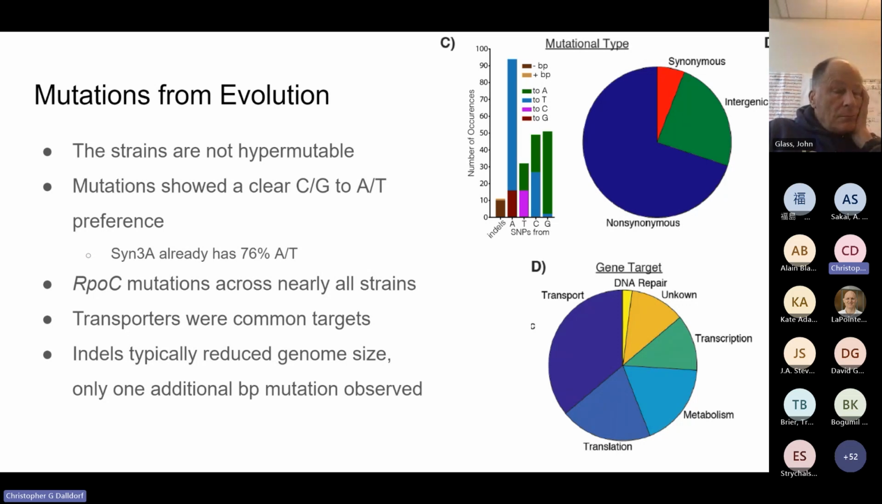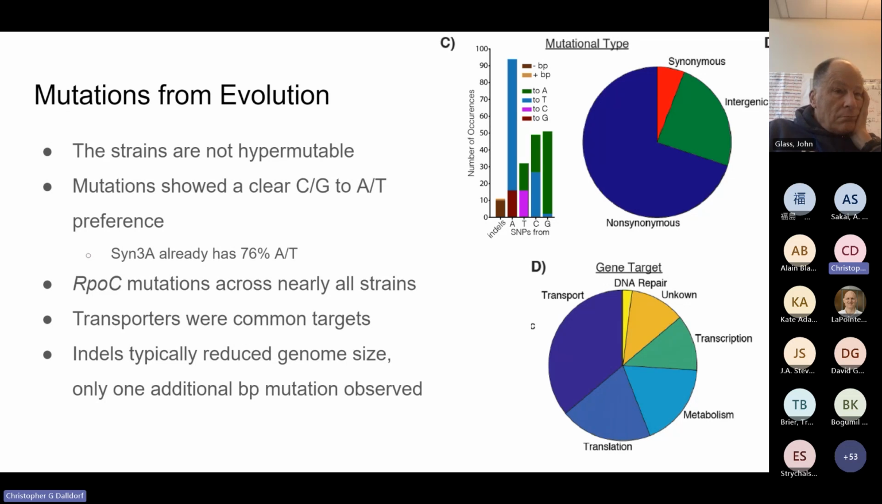Mutations also show a clear preference from C to G to A to T, which is what the left half of panel C on the top right is showing, which makes sense. Syn3A already has a heavy preference for AT. It's cheaper to replicate, so anything evolution can get away with to get cheaper, it'll do. RpoC mutations are also found across nearly all strains, which I'll talk about more later, but I wanted to point out now. Other general results from where these mutations are: transporters are a really common target, less so translation and some of these other pie chart type results you can see in panel D.